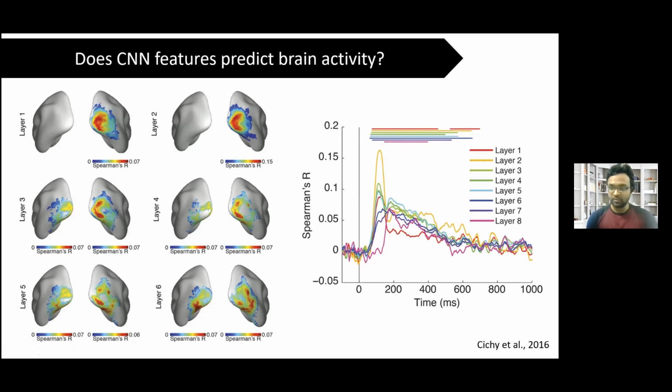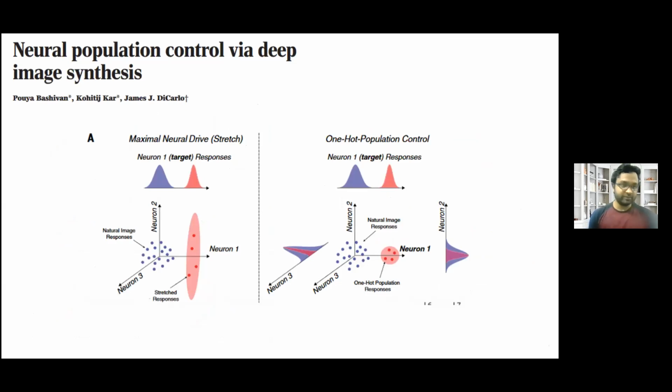So, any questions at this point of time? If not, let's go ahead. Let's look at one of the case studies. This paper on neural population control by image synthesis was recently published in Science.